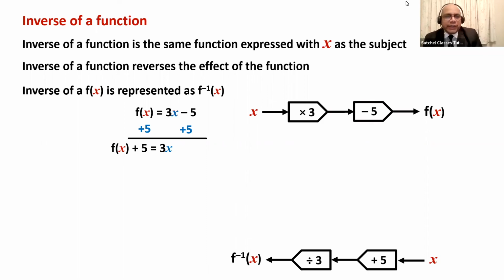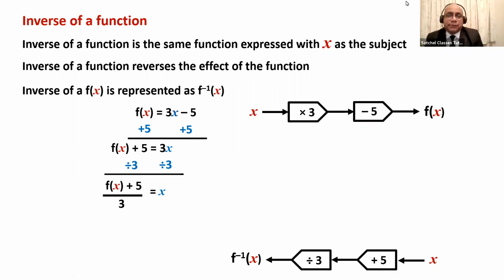Now, how do we get rid of 3? Because we need x on its own. Remember, we need to change the subject to x. For that, because 3 is getting multiplied to x, we'll divide by 3 on both sides. So we get x equals f(x) plus 5 divided by 3. Because if I divide the entire expression f(x) plus 5 on the left hand side by 3, we'll have both the terms getting divided by 3. So x will be f(x) plus 5 divided by 3.